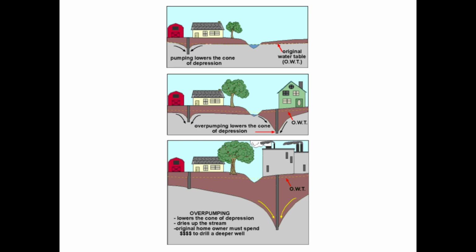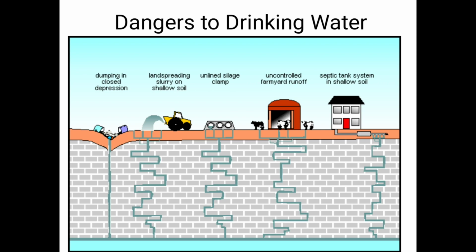Pumping lowers the water table to the cone of depression, below the original water table level. After over-pumping, the cone of depression dries up the stream, and the homeowner must spend money to drill deeper wells.